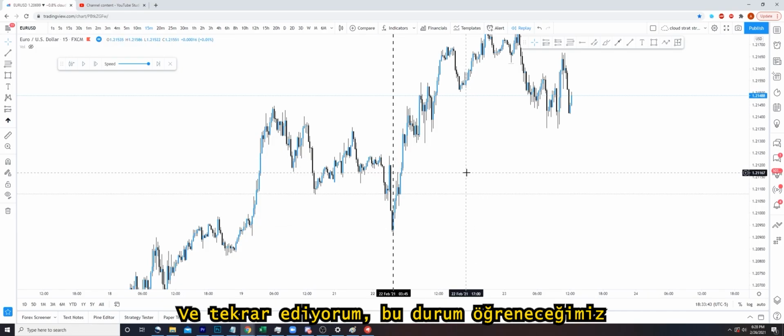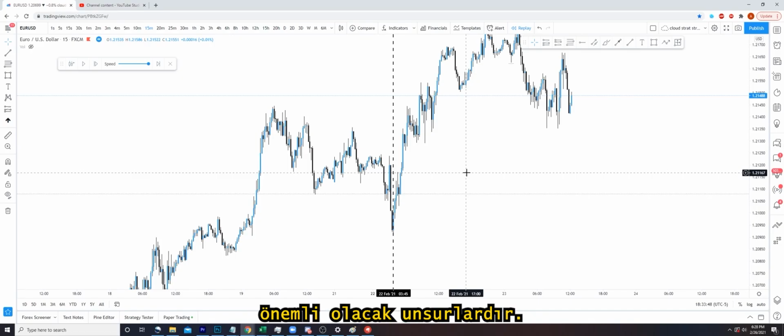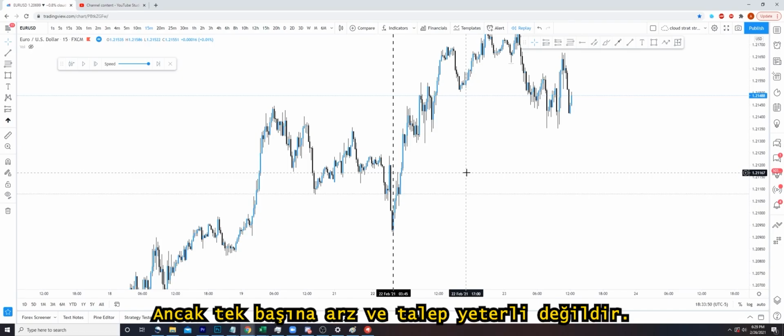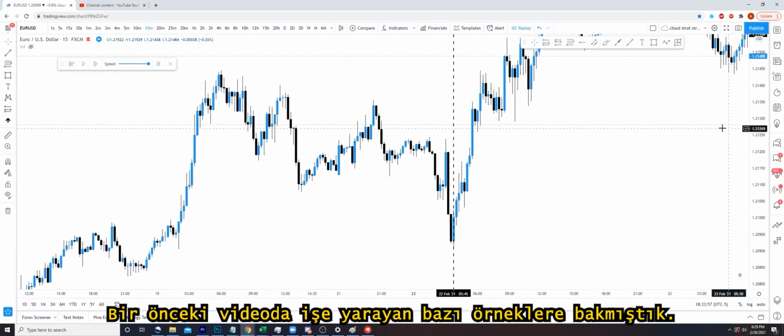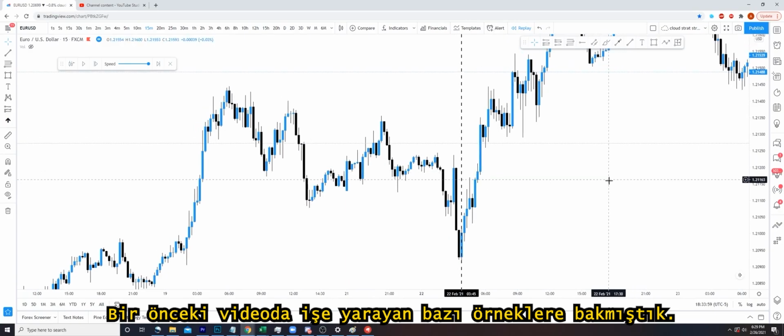And again, this in combination with all the other things that we are going to learn is going to be important. However, alone, supply and demand is not just enough. And what I mean by that is, if we just take a look at this, in the last one we didn't look at some of the ones that worked out.